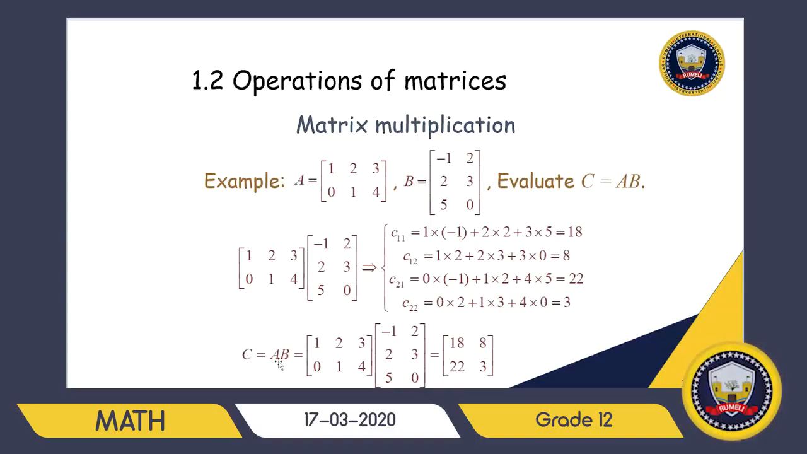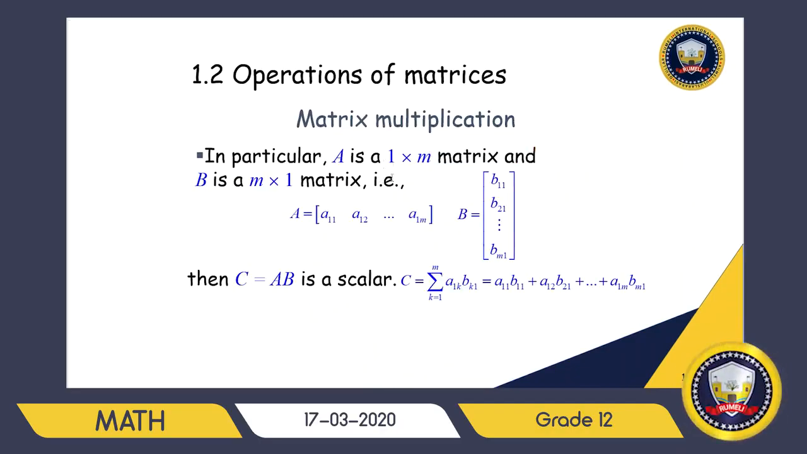So C, in this case, A times B, we will get the new matrix, which is 2 by 2. So the order of this matrix is 2 by 2.